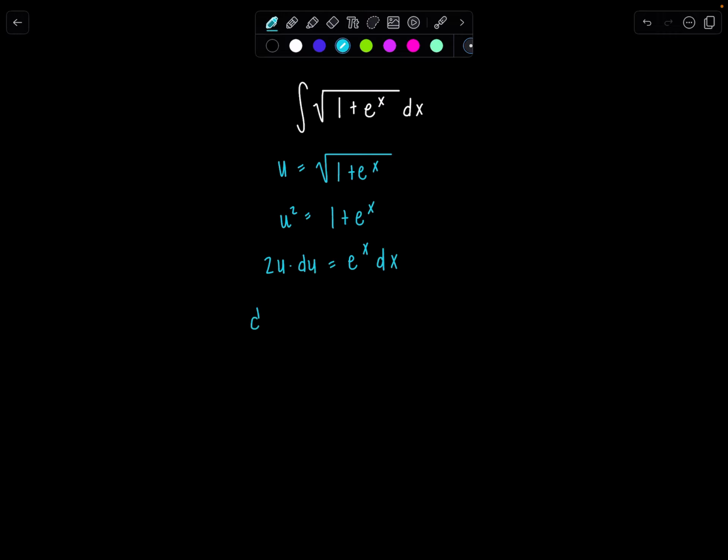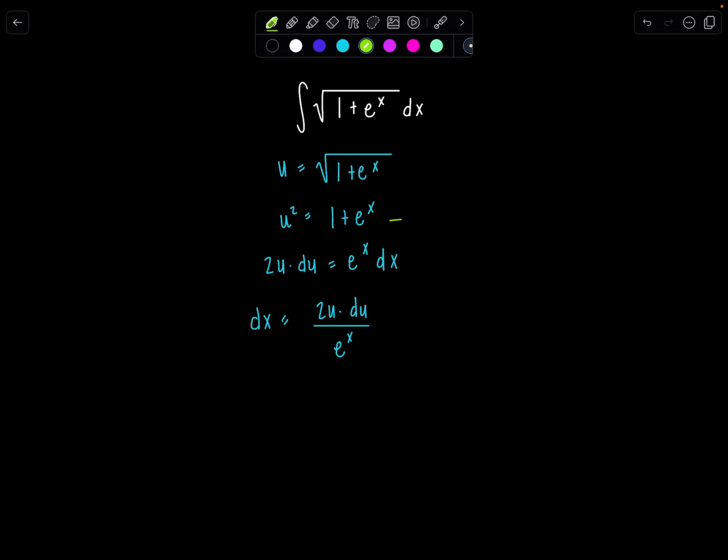So what does that tell me? That tells me dx equals 2u du over e to the x. Now this is slightly problematic because I can't replace dx with something that still contains x's in it. We have to switch entirely to u's. But have no fear. I'm just going to come, actually right here, rearrange and solve for e to the x in terms of u.